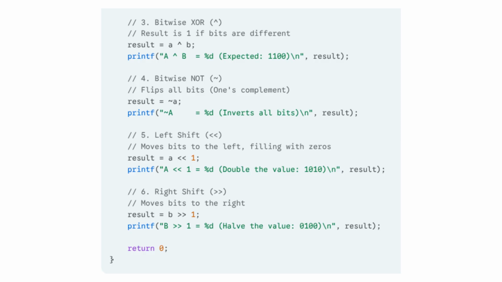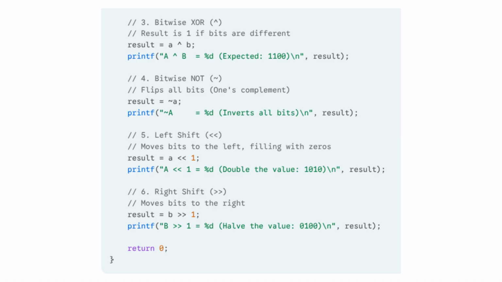And finally, we have the right shift operator, written as two greater than symbols, >>. This is the opposite of left shift. It moves all the bits to the right by the specified number of positions. In our code, B >> 1 means shift all bits of B one position to the right. The value of B is 0, 0, 0, 0, 1, 0, 0, 1. And after shifting right by 1, it becomes 0, 0, 0, 0, 0, 1, 0, 0, which is 4 in decimal. And just like left shift doubles the value, right shift cuts the value in half. That's why the comment says halve the value.